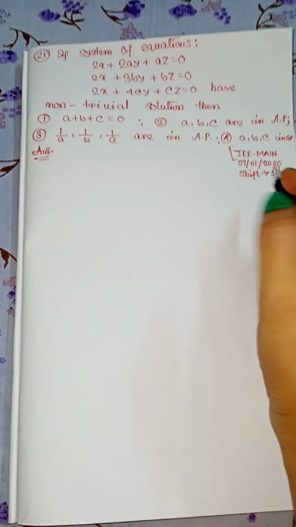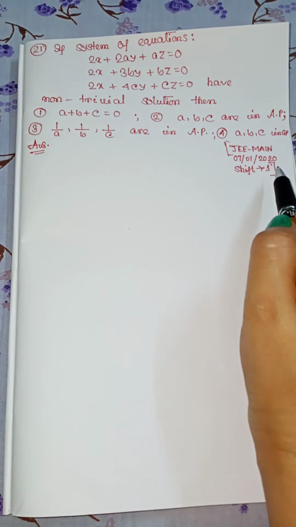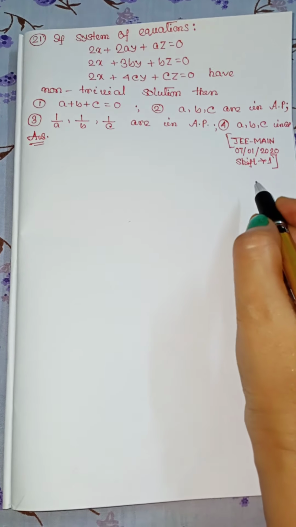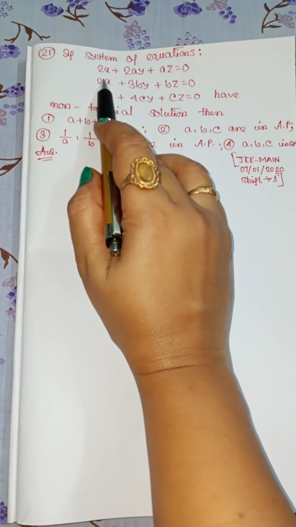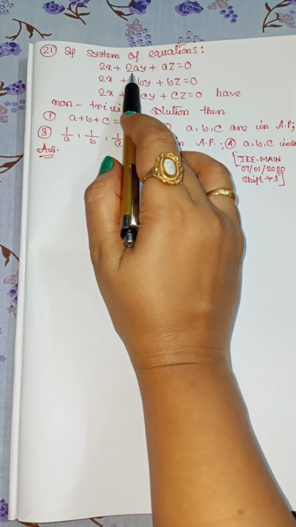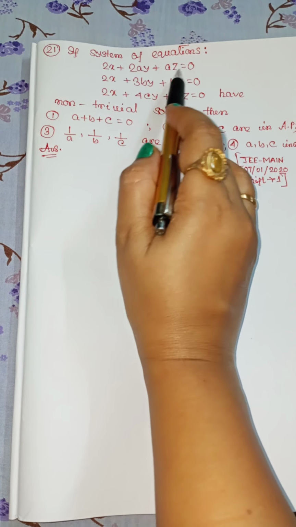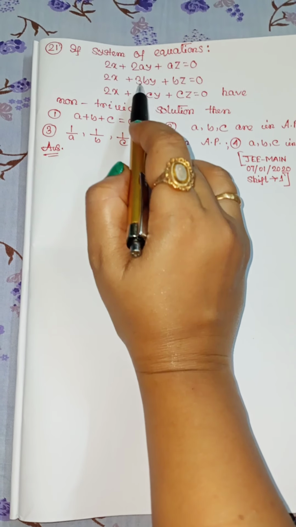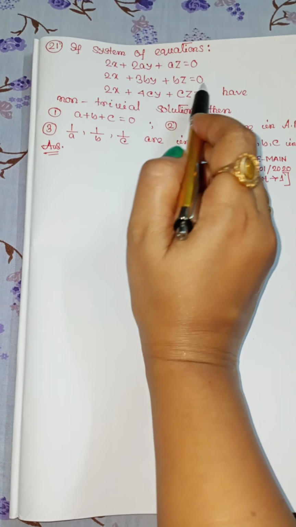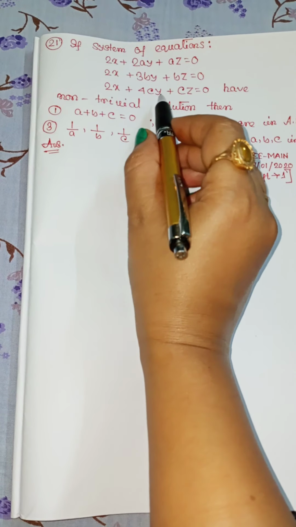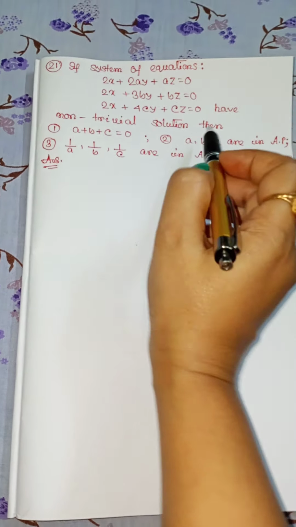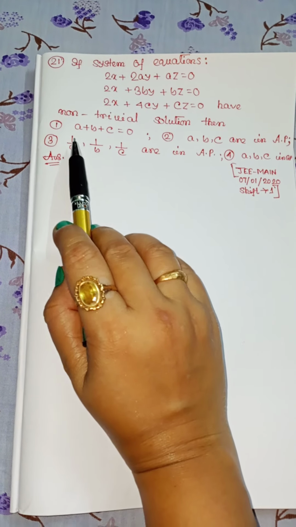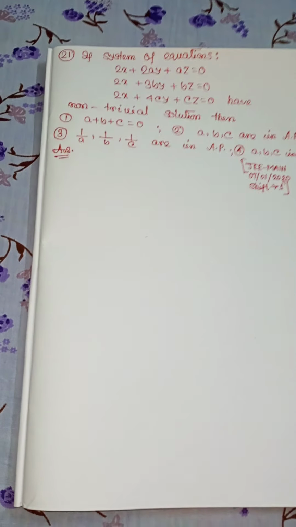Today we solve JEE Main 7th of January 2020 Shift 1 question. Question number 21. If the system of equations 2x plus 2ay plus az is equal to 0, 2x plus 3by plus bz is equal to 0, 2x plus 4cy plus cz is equal to 0 has a non-trivial solution, then four options are given.